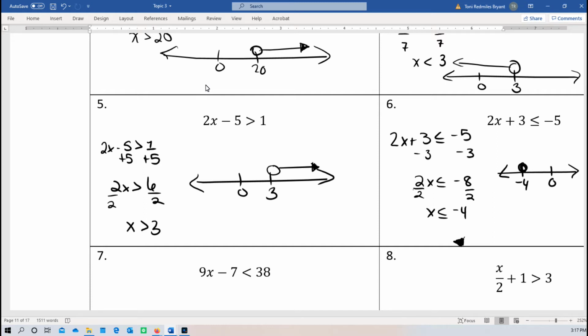So first I know I'm getting a closed circle because it's included in the set. But then I've got to look at what's going on. x is less than negative 4. A number less than negative 4, because that's all x is, a number. Less than negative 4, well that would be negative 6, negative bazillion, all the numbers to the left of the negative 4.